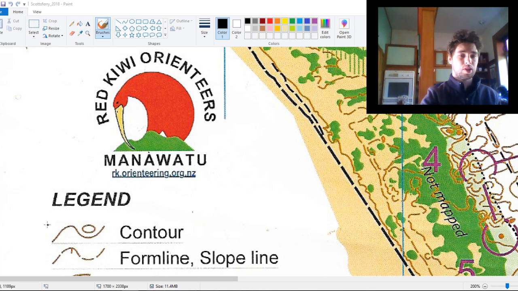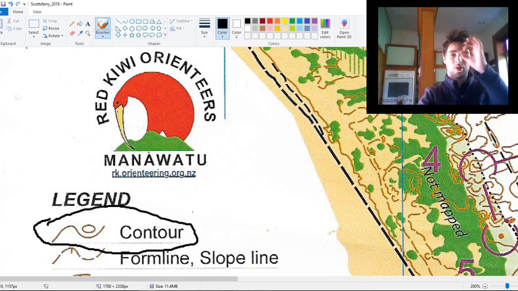Well, if you have a look here, in the legend, there's a brown line that's either going to be a wavy shape, or it'll be a circle like that. What those mean is that for a circle, you're looking at a hill or a depression. We'll get into the difference later. And for a wavy line like that, you're looking at the side of a hill. It's a bit bigger. So it means there's slope there. As to how big they are, it varies depending on the map.